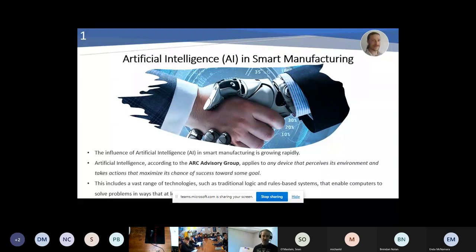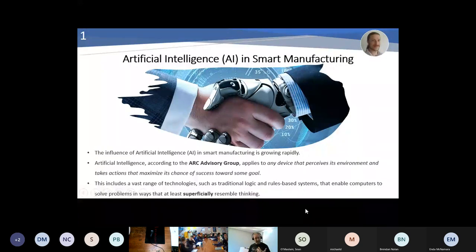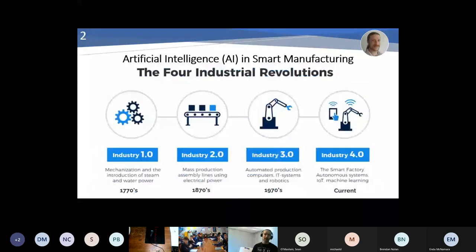As I said, the AI here does include a vast range of technologies. So we do have stuff like, as I said, traditional rules and logic systems. So you're talking about if-this-then-that kind of stuff. And that is enabling computers to solve problems in a way that at least superficially seems like thinking. As I said, it might not necessarily be thinking, but it at least superficially looks that way.